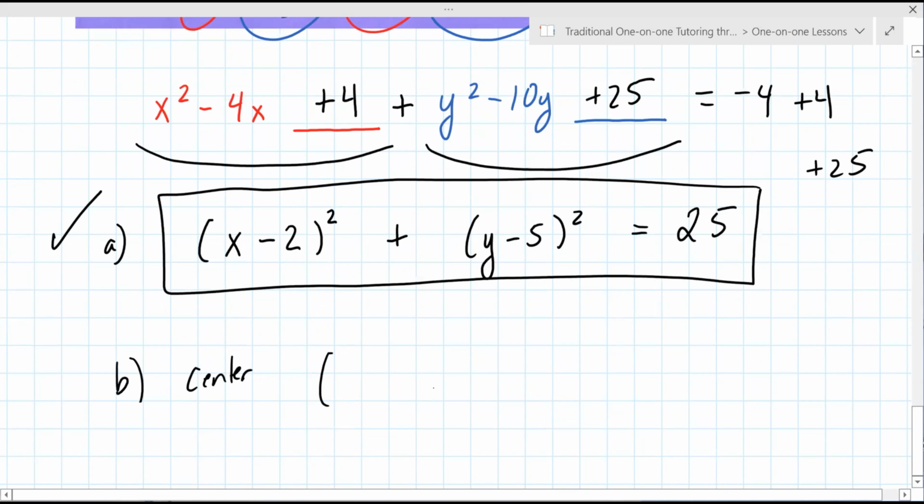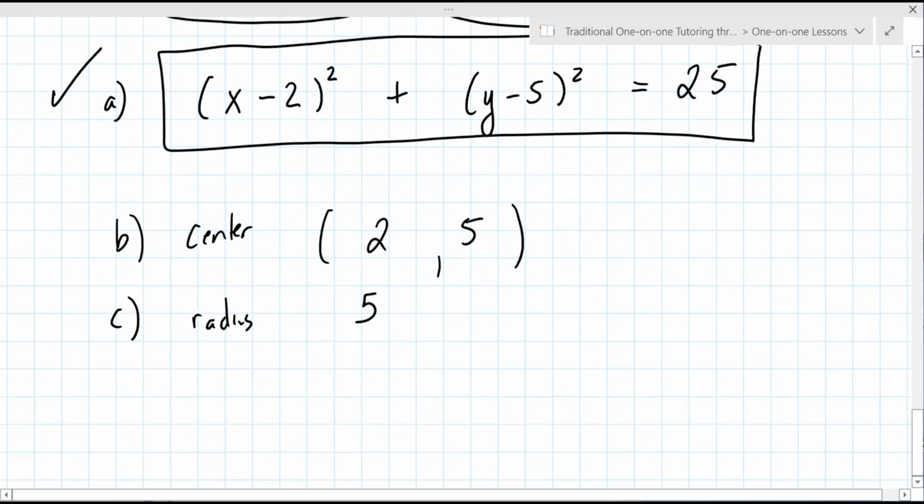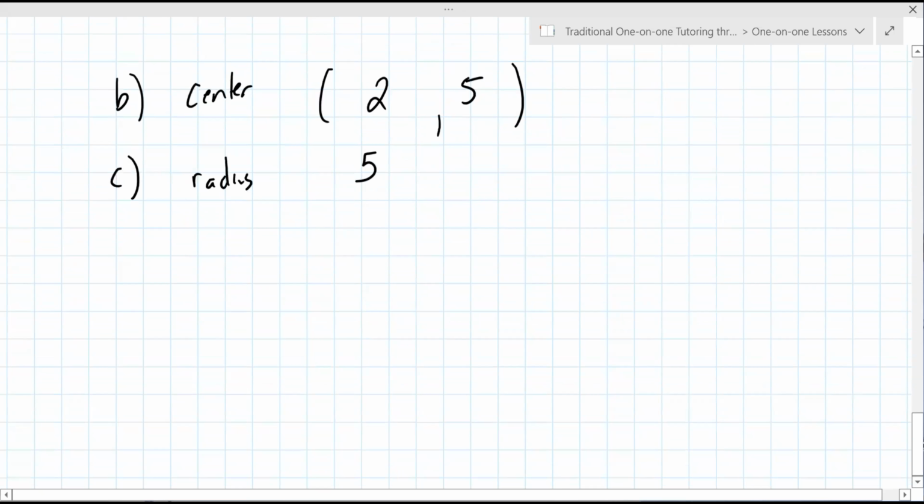So could you tell me your center from this equation, please? My center for this equation would be +2 and +5. Good. And your radius? My radius would be 5, I'm assuming. Good. And I square root the 25 to figure it out, correct? That's correct. So now to find domain and range, we need to graph this.